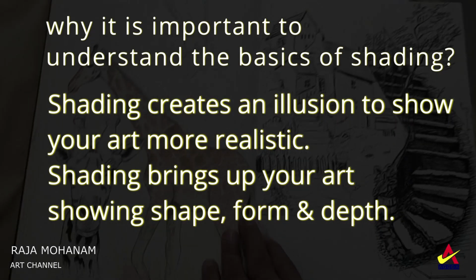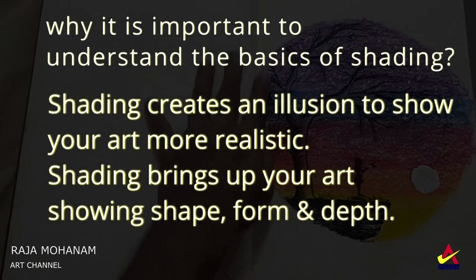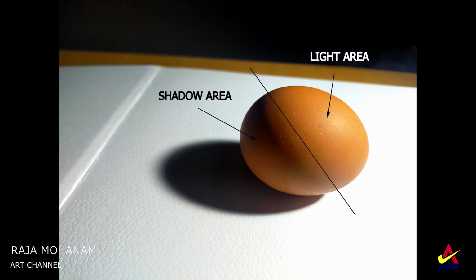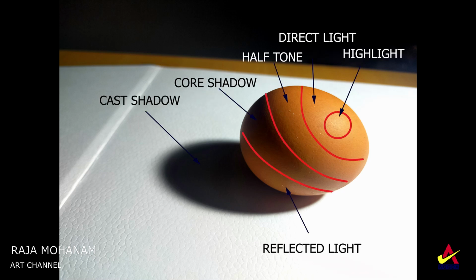Let's see a practical example to understand the light and shadow. Let's take an egg and keep it near the light source. Light travels in a straight line and creates roughly two areas. One is the light area and one is the shadow area. In the light area, we can see the direct light from the light source and the highlight. And in the dark area, we can see mid-tone, core shadow, reflected light and the cast shadow. For beginners, we restrict to only 6 variations in the light.